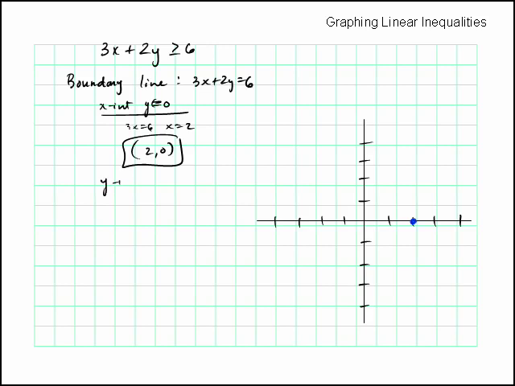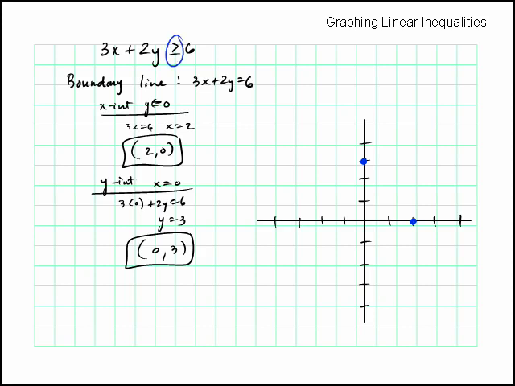Y-intercept, where you set x to 0. 3 times 0 plus 2y equals 6. Y is 3. So (0, 3) is the y-intercept. Let's plot that. There we go. Now the boundary line is either going to be solid or dotted. Because I have this little equal sign right there, this means I'm going to have a solid boundary line. Let me draw my solid line. There we go. Here's my boundary line.